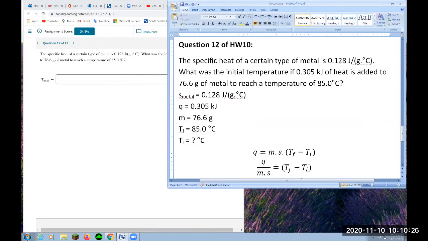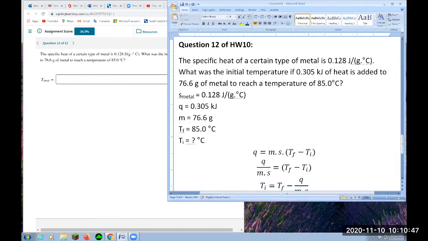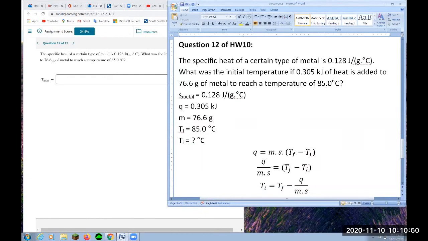We're looking for Ti, so we need to move Ti to the left side, because here on the right it has a negative sign. So let's move it to the left side, and it's going to become positive. And then Q over ms, let's move it to the right side, and that's going to be negative in front of it. So we will have Ti equals Tf minus Q over ms. We've changed Ti from the right to the left, that's why it became positive, and Q over ms from the left to the right, and that's why it's negative. So can we plug in the values already? We have the temperature in degrees Celsius.